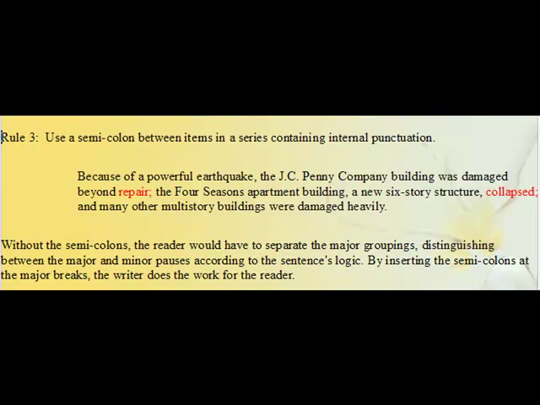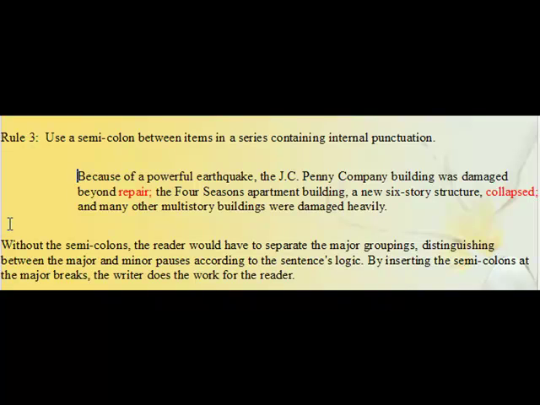Rule 3. Use a semicolon between items in a series containing internal punctuation. This is going to help you in your reading skills, I think, if you understand this. Because of a powerful earthquake, the J.C. Penney Company building was damaged beyond repair; the Four Seasons apartment building, a new 6-story structure, collapsed; and many other multi-story buildings were damaged.